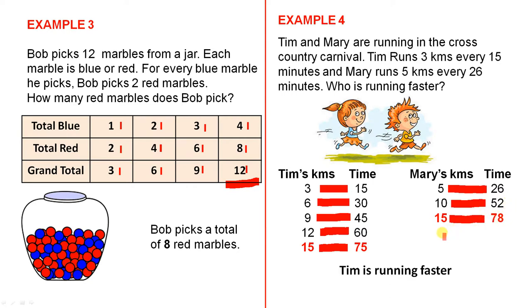So here we are. These are the common numbers. 15 kilometres here for 75 minutes. That's for Tim. 15 kilometres here takes 78 minutes. So you can see that Tim is running faster because he's taken less time to do 15 kilometres.